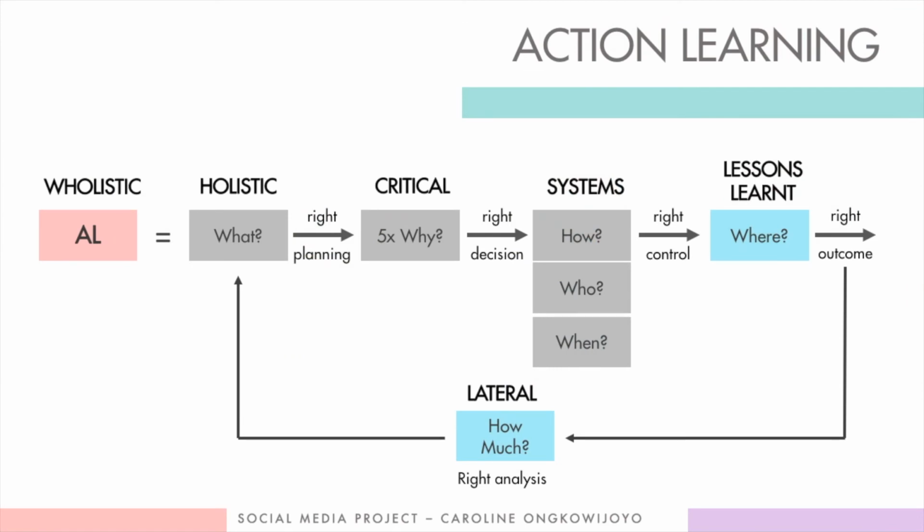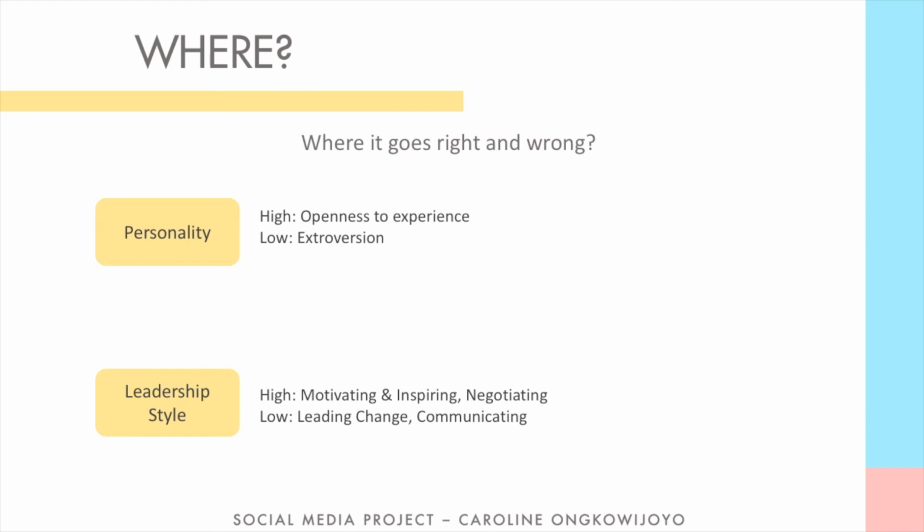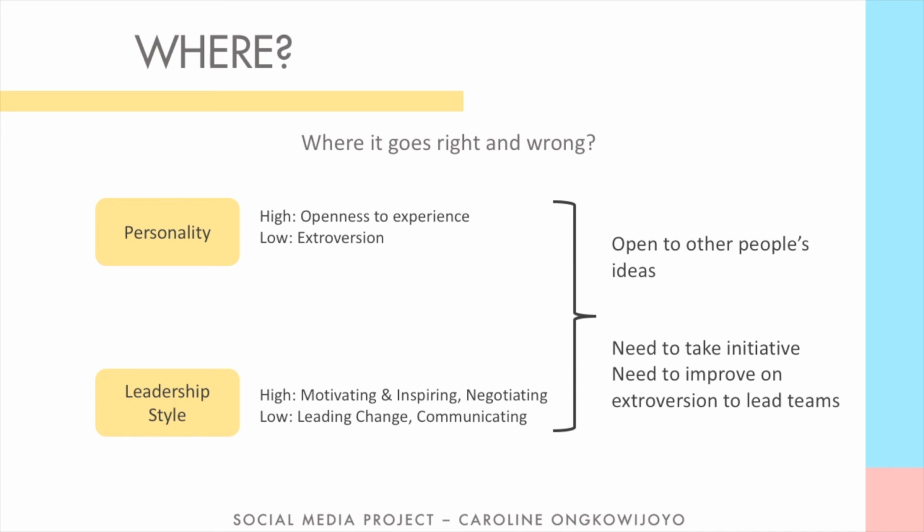Now, in order to see the lessons learned, I will see by answering the question where, which is where it goes right and wrong. After doing all the personality tests and looking through my career plan and goals, I will evaluate what I need to improve. First, seeing from the personality and leadership style test result, I can see that I am open to other people's ideas. However, I need to learn to take initiative and improve on extroversion in order to lead a team better.